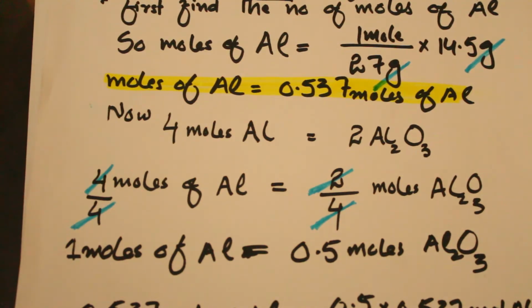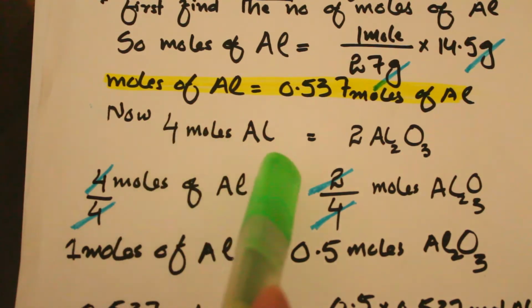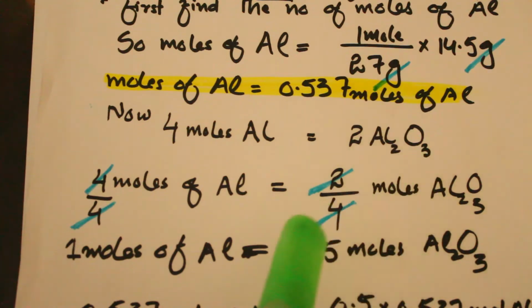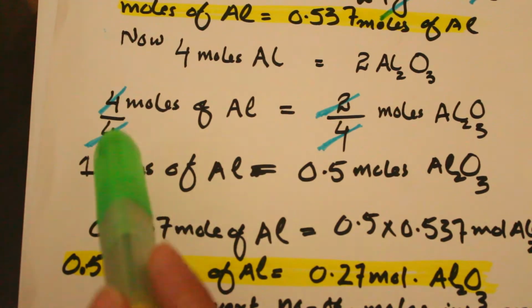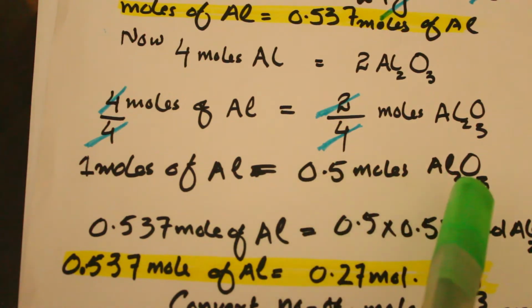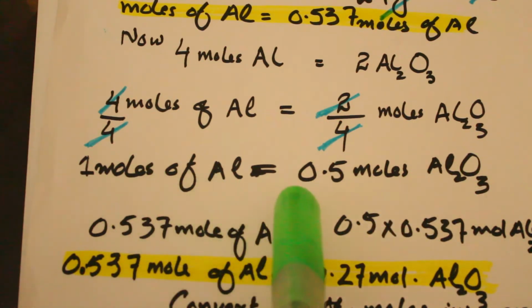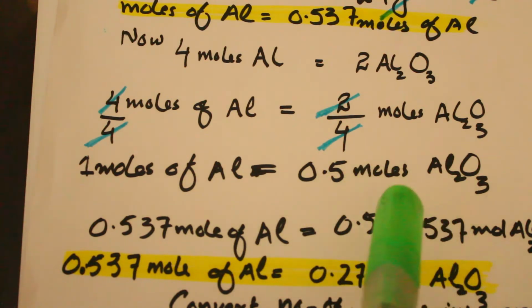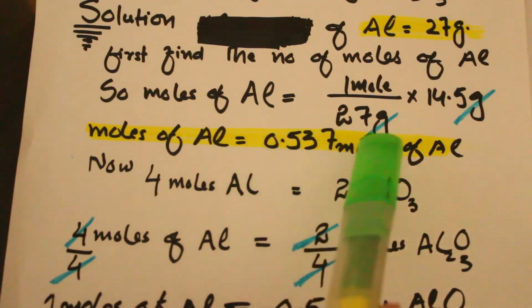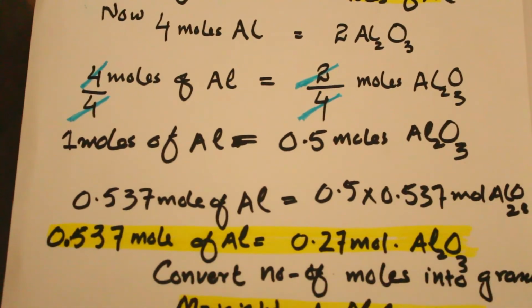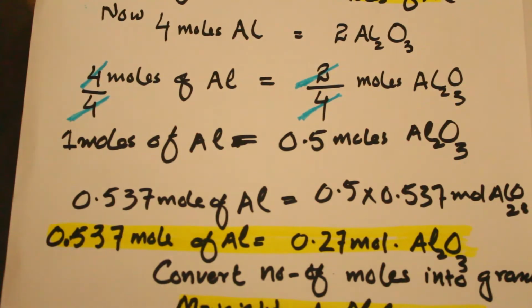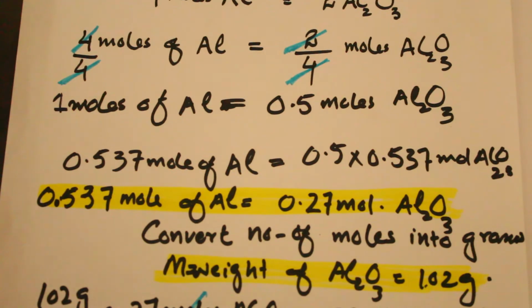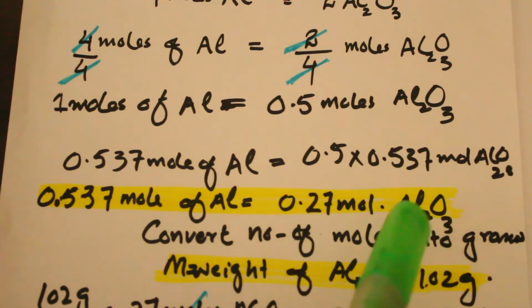Now according to the balanced chemical reaction, 4 moles of aluminum produce 2 moles of aluminum oxide. So we divide both sides by 4, and we get 0.5 moles of aluminum oxide. So if 1 mole of aluminum produces 0.5 moles of aluminum oxide, then how many moles will be obtained from 0.537 moles of aluminum? What we do here is multiply both sides by 0.537 moles of aluminum. When we multiply this, we get 0.27 mole of aluminum oxide.